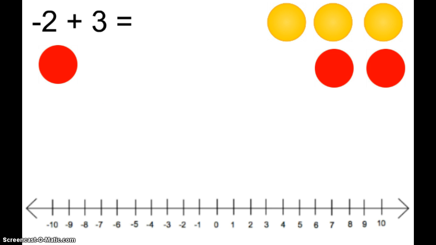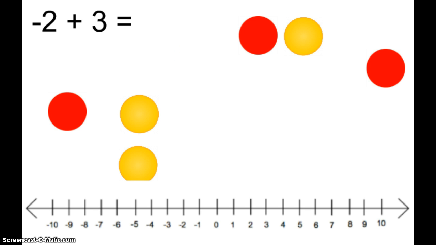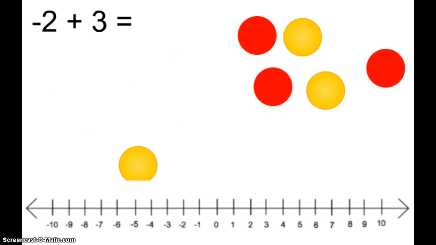All right, now let's look at it one more way. So I've got 2 negatives here, and then I have 3 positives. So what's going to happen? 0 pair, 0 pair. What am I left with? 1 positive. So negative 2 plus 3 is a positive 1.